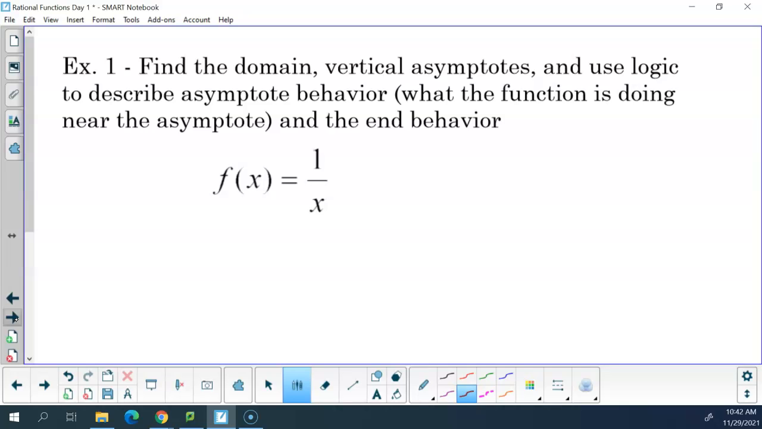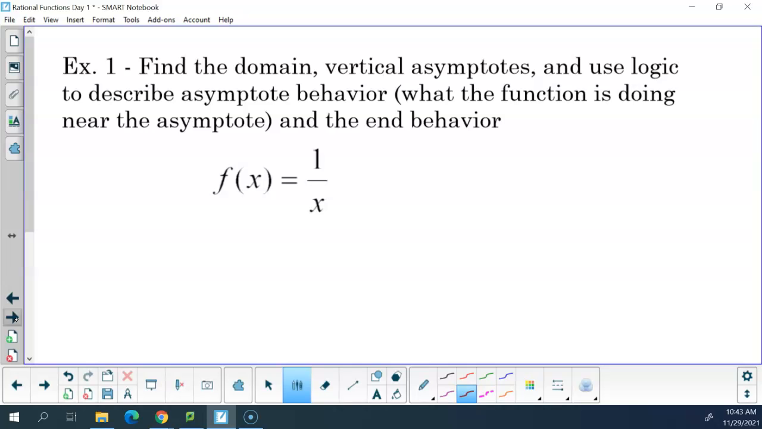Okay? The first thing is we're going to find the domain, because that's the first thing we had to do in all of our problems. The second thing is we're going to find the vertical asymptote. We found the domain, we might as well find the vertical asymptote. The third thing is now we're going to use logic to describe asymptote behavior. Asymptote behavior is new. It's what your function is doing on either side of your asymptote.